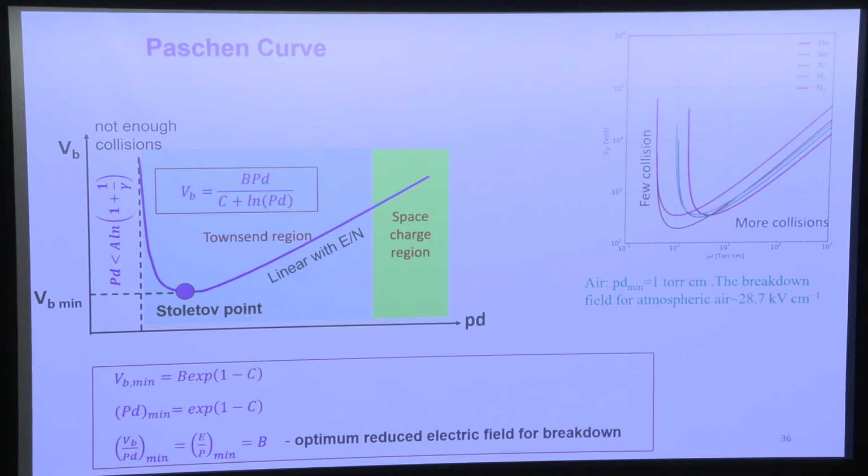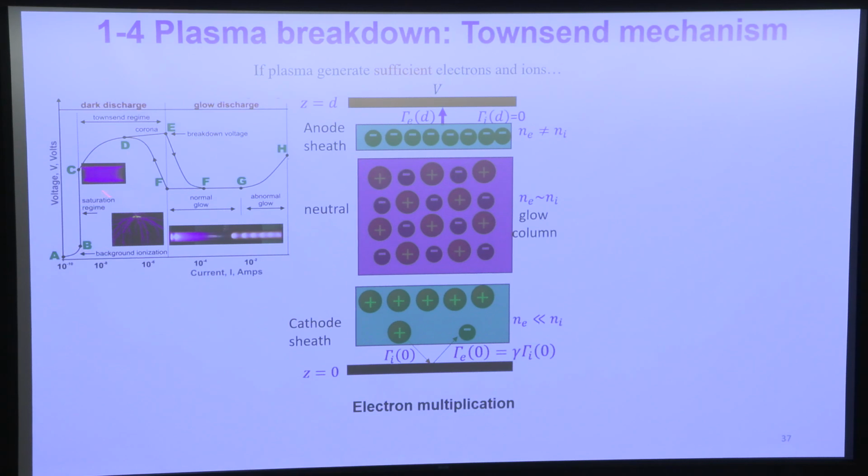So what is the property in these gases that makes these curves different? Well, because the ionization coefficient gamma is different, right? Now I'm explaining to you what the Townsend regime is here. If the plasma generates sufficient electrons, that means in some part, this is the Debye range, and in the middle is the neutral region, where ions and electrons are equal. At an anode, you have more electrons. At a cathode, you have more ions.